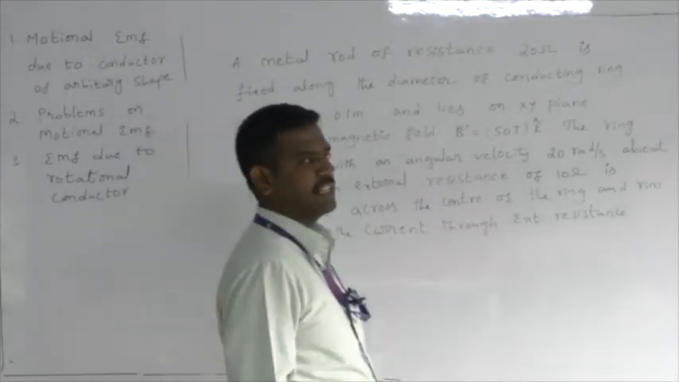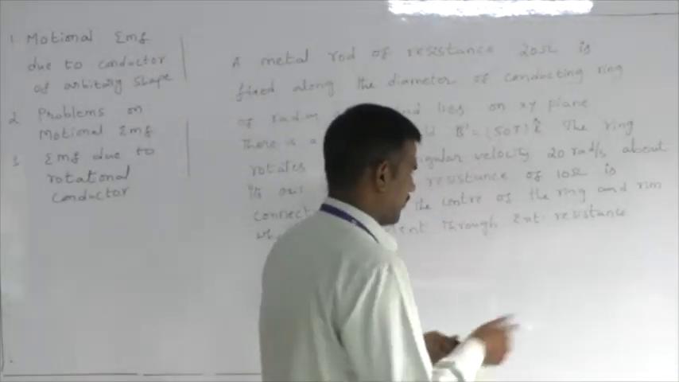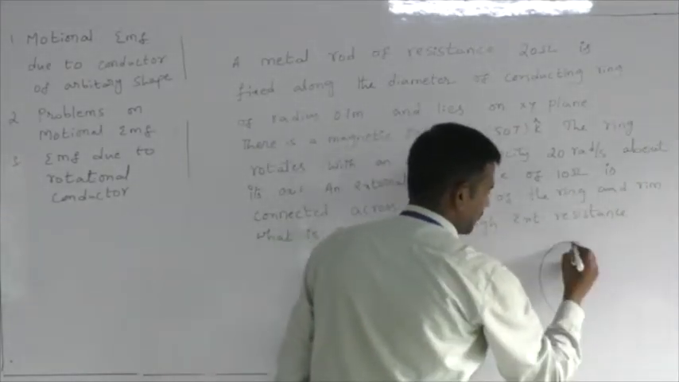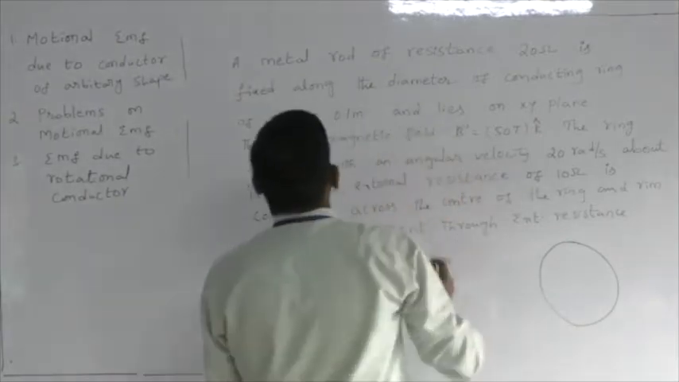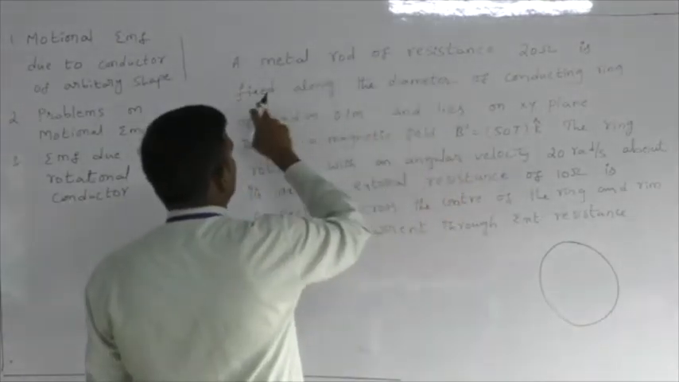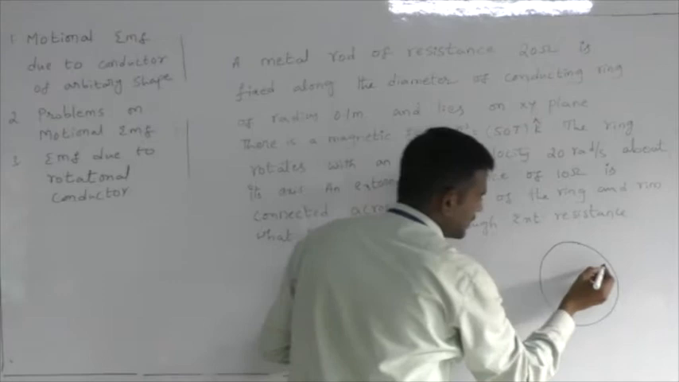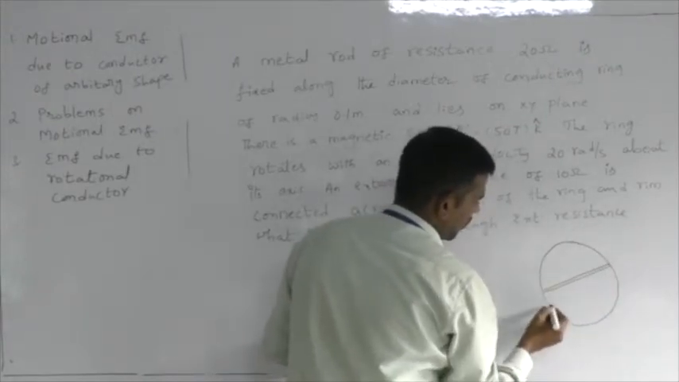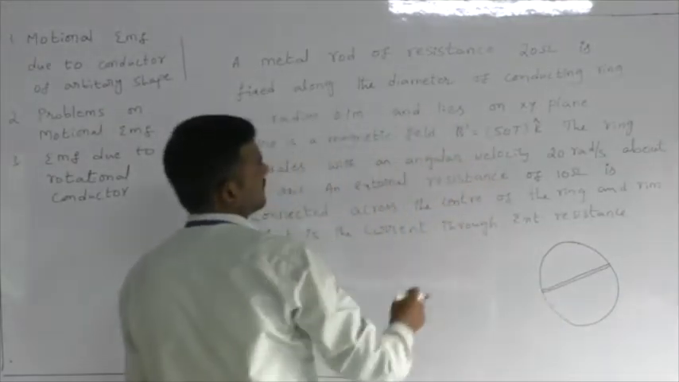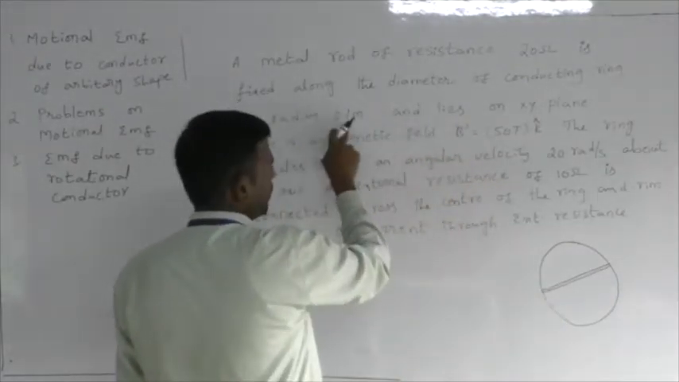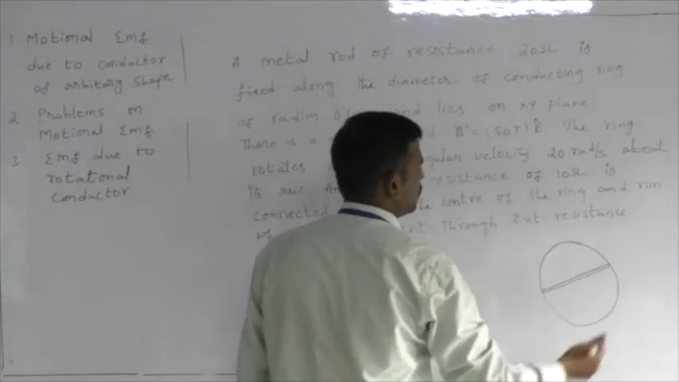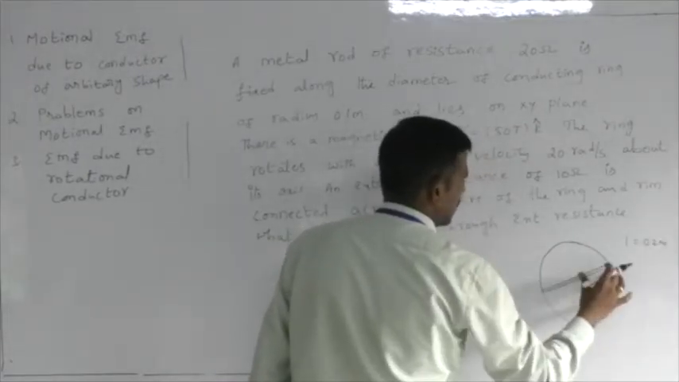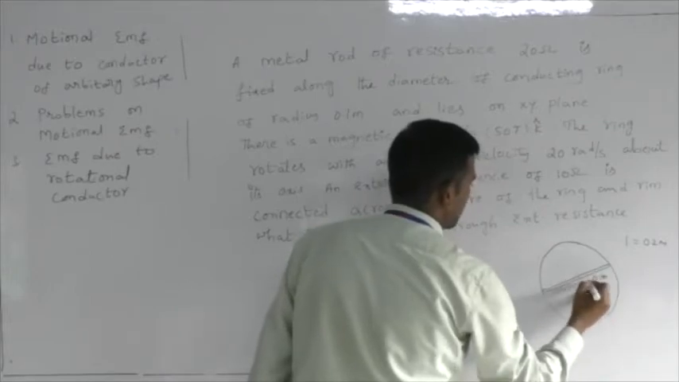So we have to find out what is the current in this circuit. Let us try to visualize the problem first. This is a ring, and a metal rod of resistance 20 ohm is fixed along the diameter. That means this is going to be the metal rod, whose radius is 0.1 meter, so the total length is 0.2 meter. The length of the rod is 0.2 meter and at the center its distance is 0.1 meter.